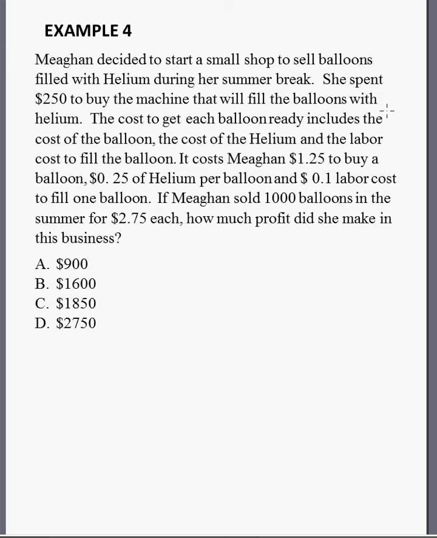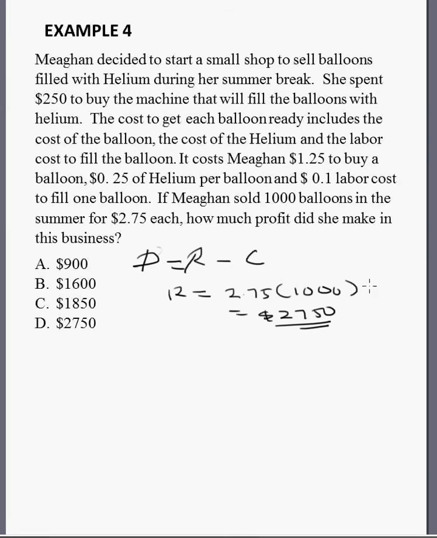So straight ahead, you can come back and say, if you want to compute your profit, then we know your profit is going to be equal to your revenue minus your cost, right? So what is our revenue? Let's look at our revenue is going to be equal to how many balloons she sold, and how much she sold them for. We know she sold the balloons for 2.75, so that would be 2.75 times 1,000 balloons. So her revenue would therefore be equal to $2,750. That's a revenue. How about the cost?